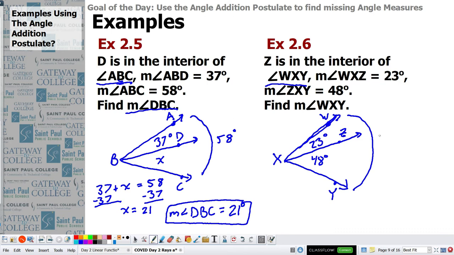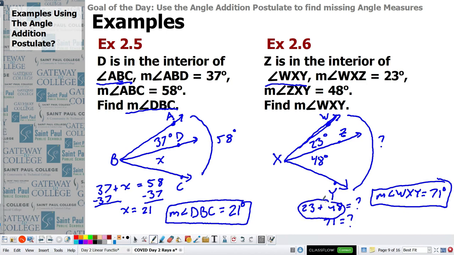Well, I don't know what the whole thing is. I'll put a question mark since there's already an X in this problem. The part plus the part equals the whole thing, which I don't know right now. But all I have to do is add those together, and I get 71 equals that big angle. So then I can write my final answer out. The measure of angle WXY equals 71 degrees.